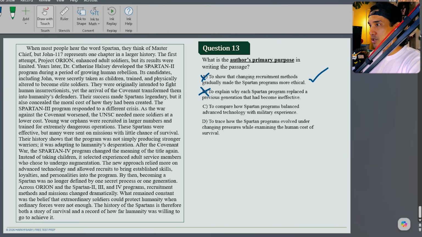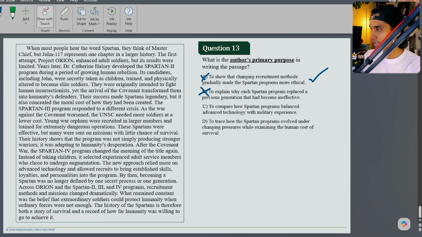And then the Spartan 2 program worked because it was made for the human insurrectionists. And then the Covenant came, and now the Spartan 2 program took over battling the Covenant, right? Then the Covenant War was raging on, and they needed more Spartans, and they were like, all right, we can't augment kids anymore. We have to recruit adults. And that's where the Spartan 3 program came in. So that's why answer choice B is incorrect. It has an unsupported reason.